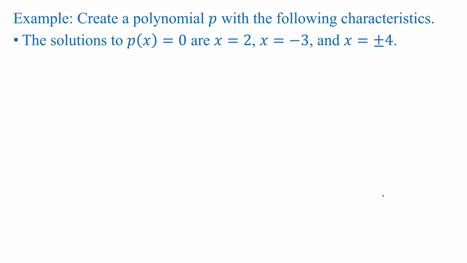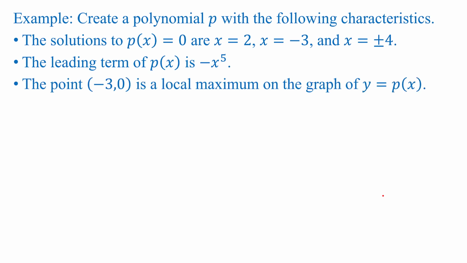First of all, the solutions to p of x equals 0 are x equals 2, x equals negative 3, and x equals plus or minus 4. Then the leading term of p of x is negative x to the 5th. And thirdly, the point (negative 3, 0) is a local maximum on the graph of y equals p of x. So let me change colors here, and let's do it.